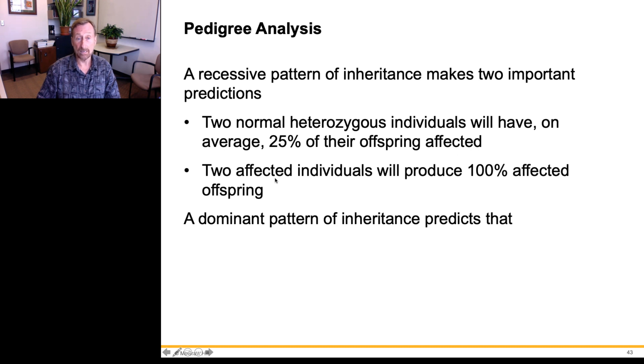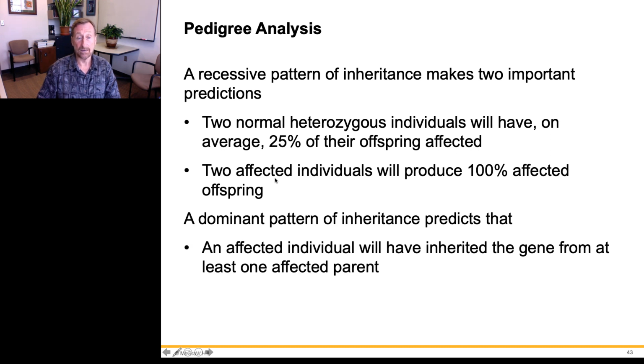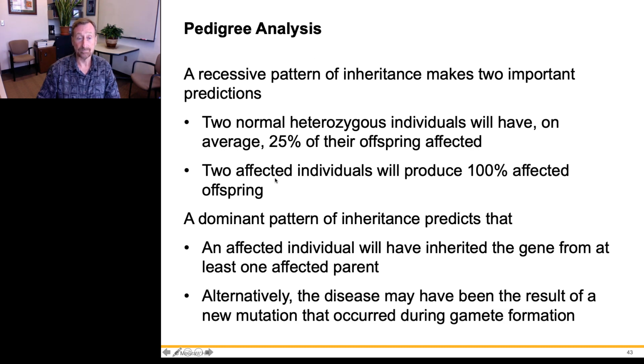On the other hand, a dominant pattern predicts an affected individual will have inherited the disease from at least one affected parent. If it's a rare dominant allele, it's probably just one parent. Occasionally, a disease could arise by a new mutation, although that would be pretty rare, but that's another possibility as well.